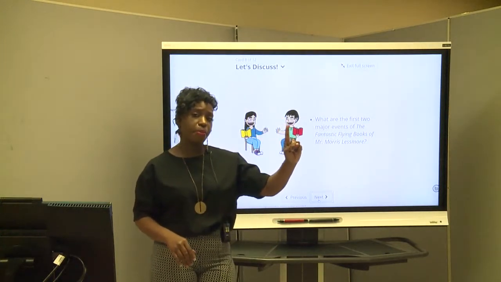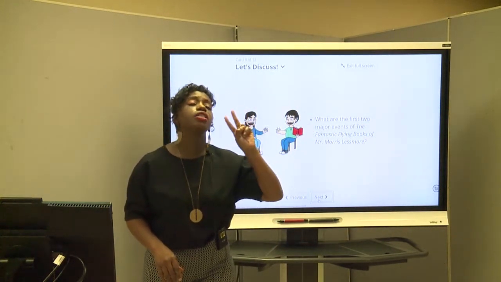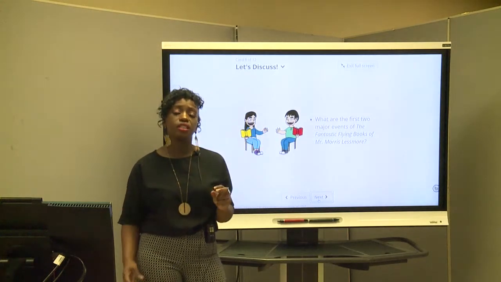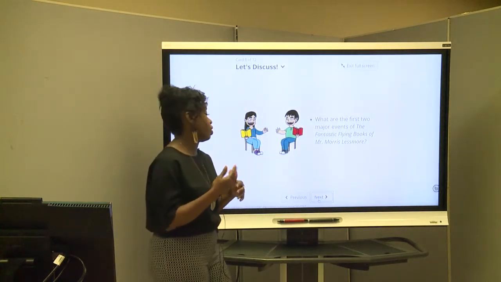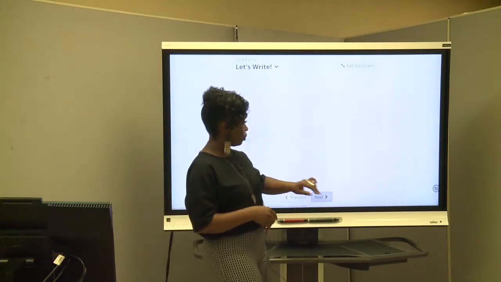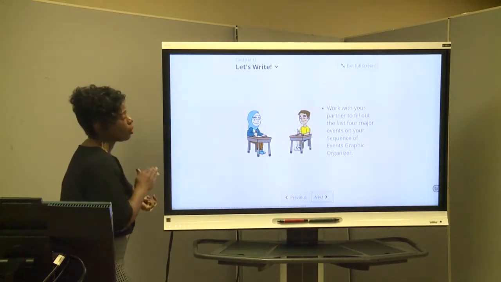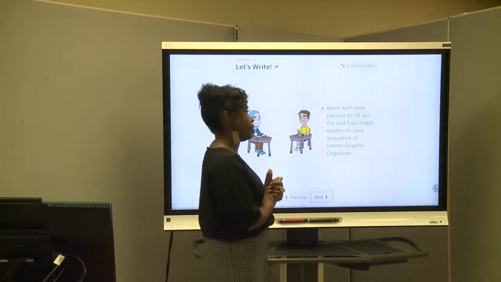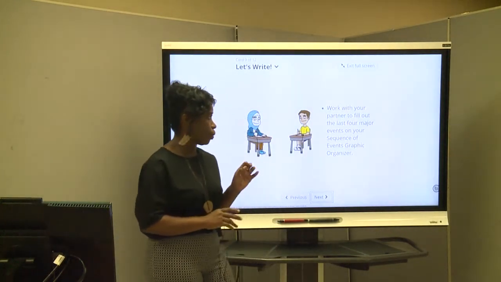So the storm happening and him finding his way to the building filled with books. Those are the first two major events that are very important to the happenings in this story. So now you're going to work with your partner to fill out the last four major events in your sequence of events graphic organizer.